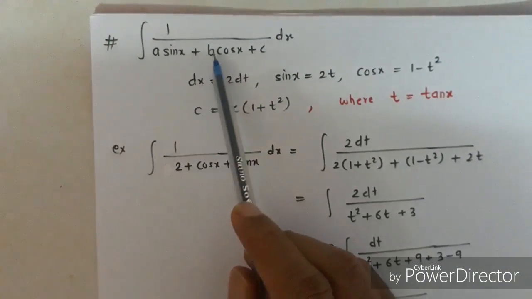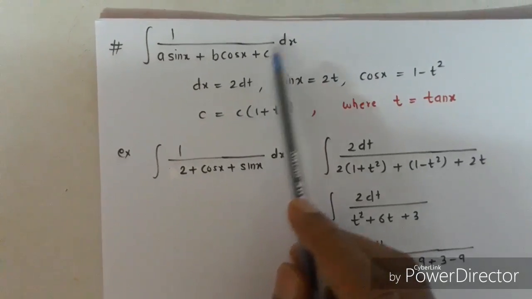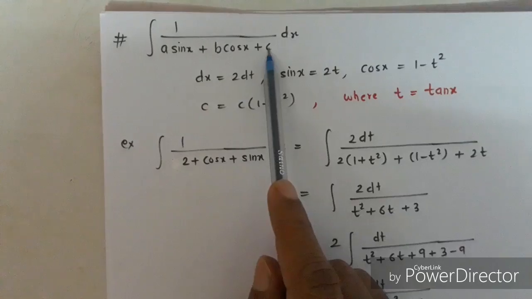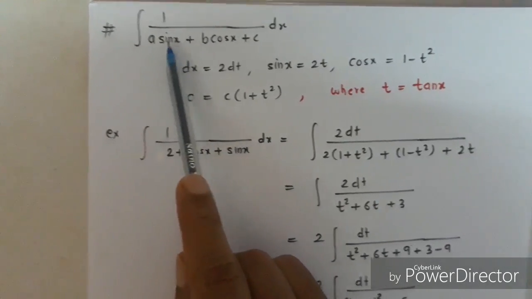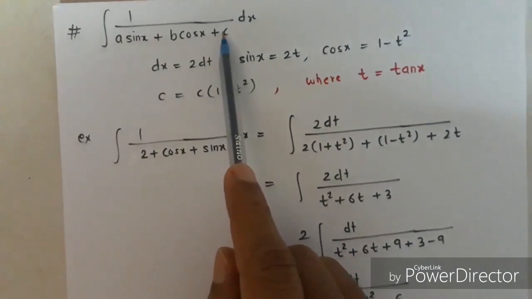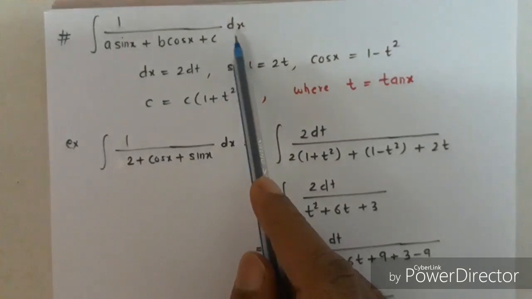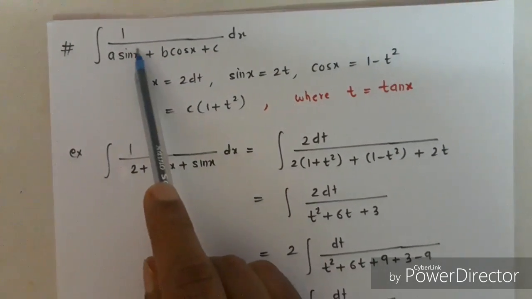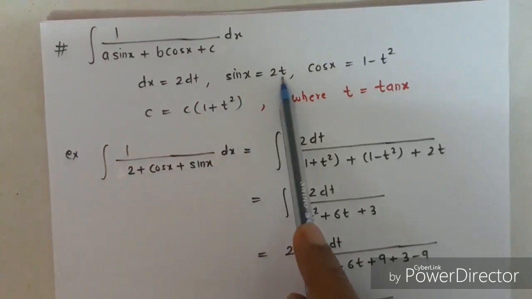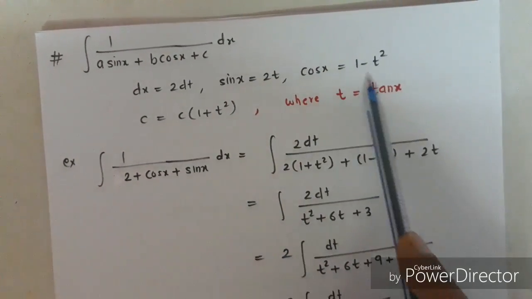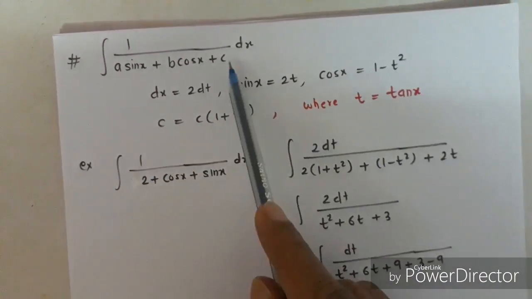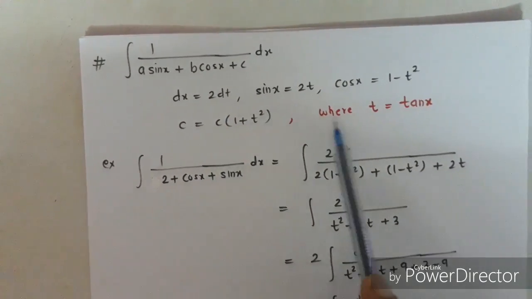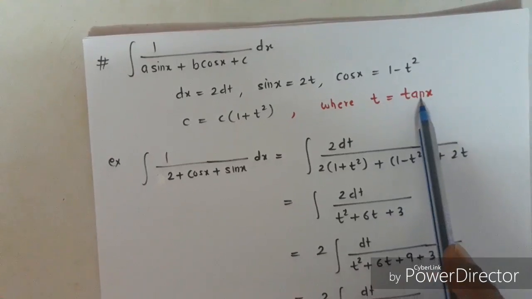Integral 1 by a sin x plus b cos x plus c. Very important type of question. Now again, out of these three terms in denominator, any one term might be missing, but the method will remain same. What we do, replace this dx by 2 into dt, replace this sin x by 2 into t, replace this cos x by 1 minus t square, and this constant is replaced by c into 1 plus t square, where again t equals to tan x.